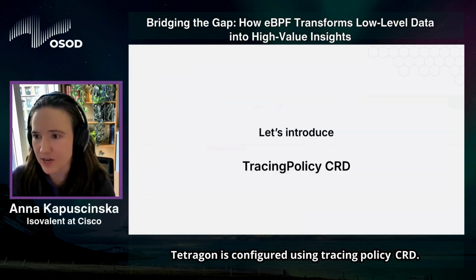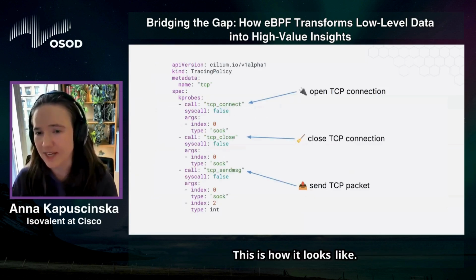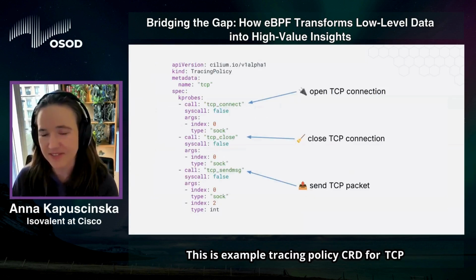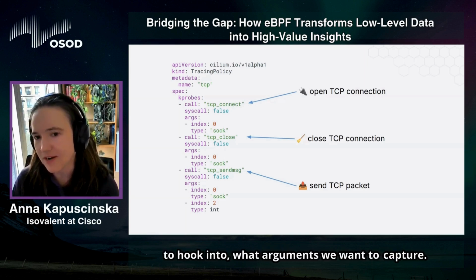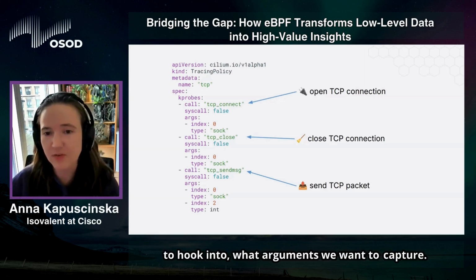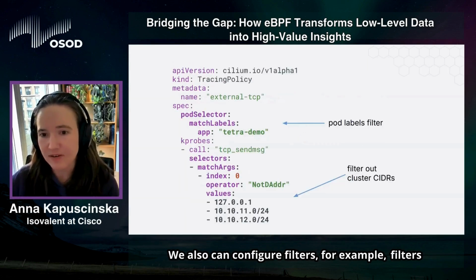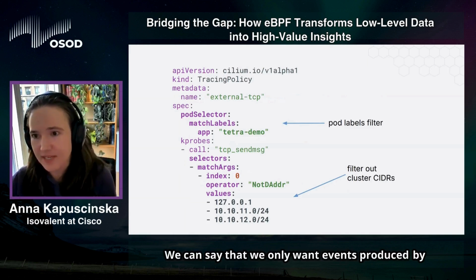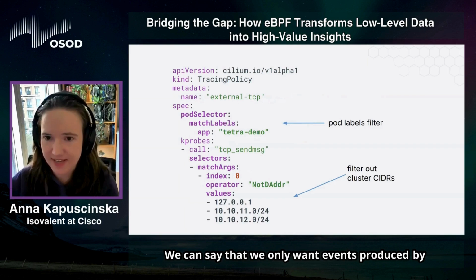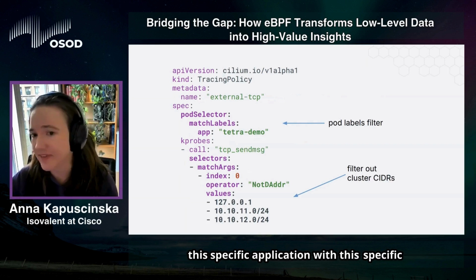Tetragon is configured using the TracingPolicy CRD. This is how it looks. This is an example TracingPolicy CRD for TCP monitoring. We configure what kprobes we want to hook into, what arguments we want to capture. We can also configure filters, for example, filters by Kubernetes metadata. We can say that we only want events produced by this specific application with these specific Kubernetes labels.